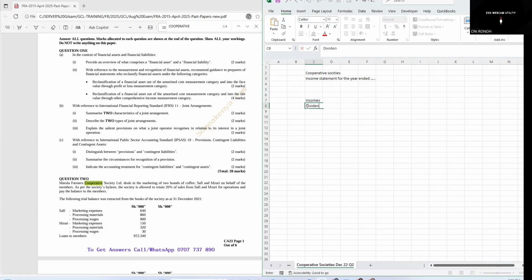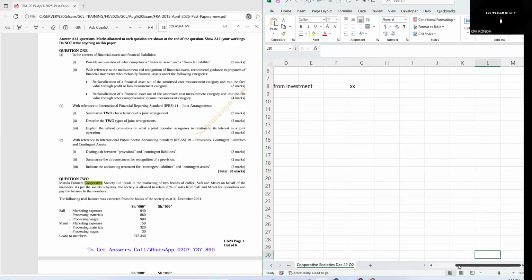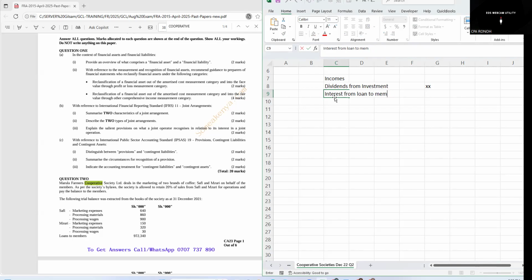Dividends are from investment. Dividend from the investment. It can also be the interest from loan to members. They can charge the interest to their members and get the loan and the other investment. So we have other incomes and other incomes. So that will give us the total income.